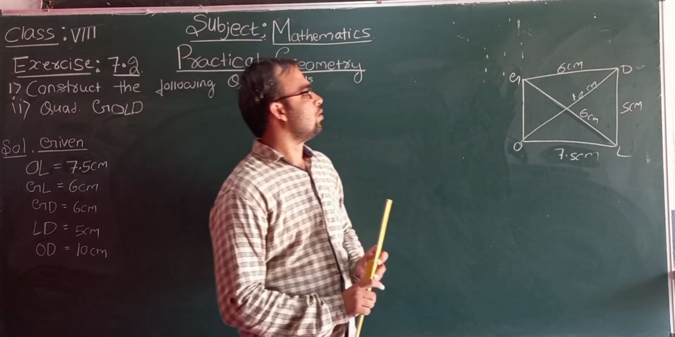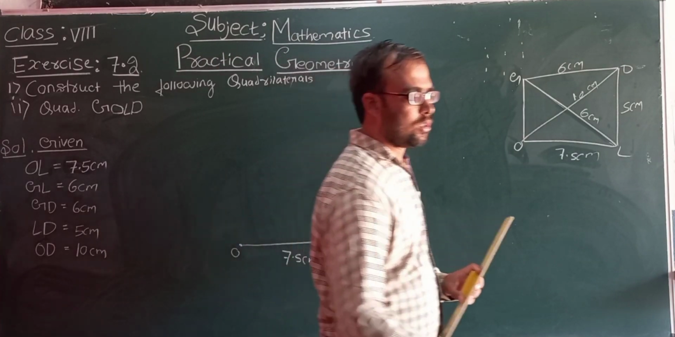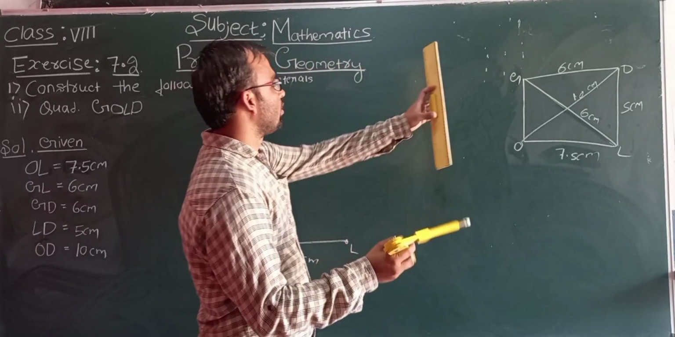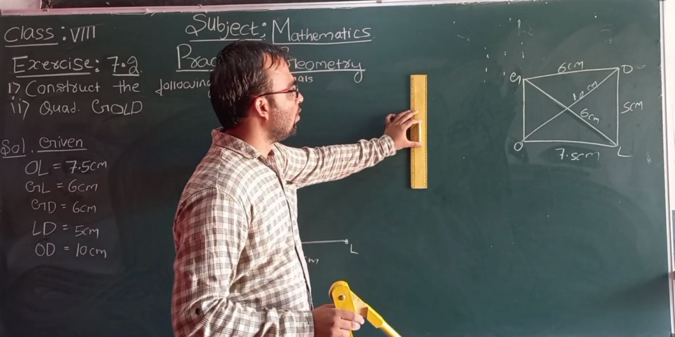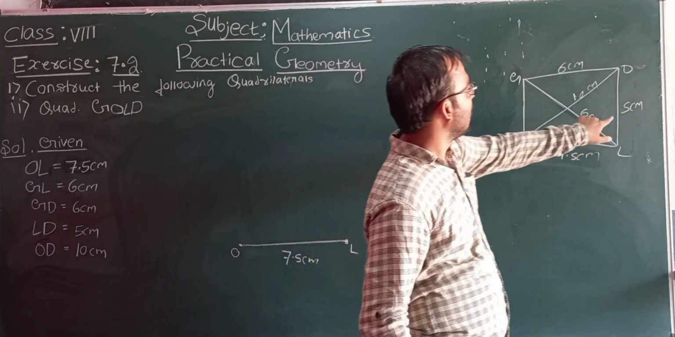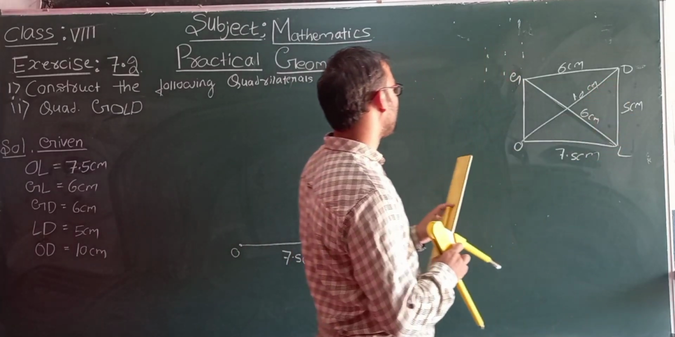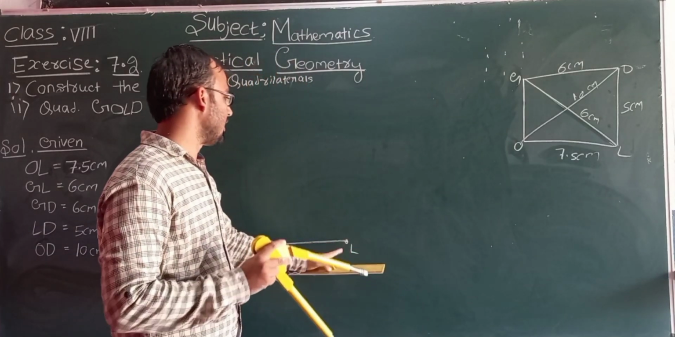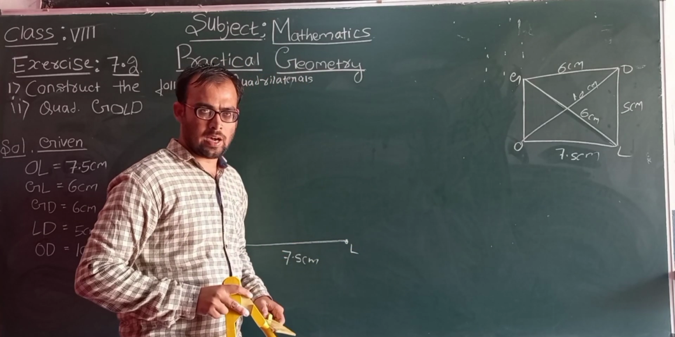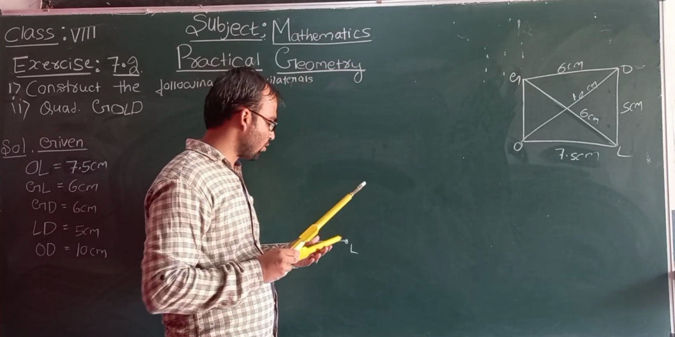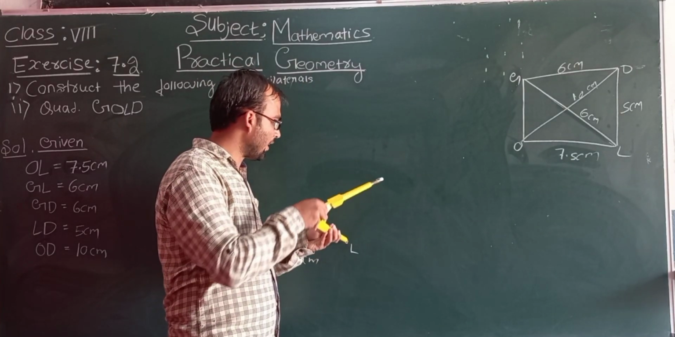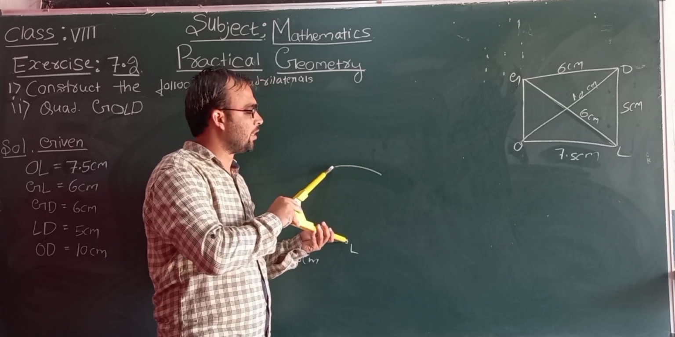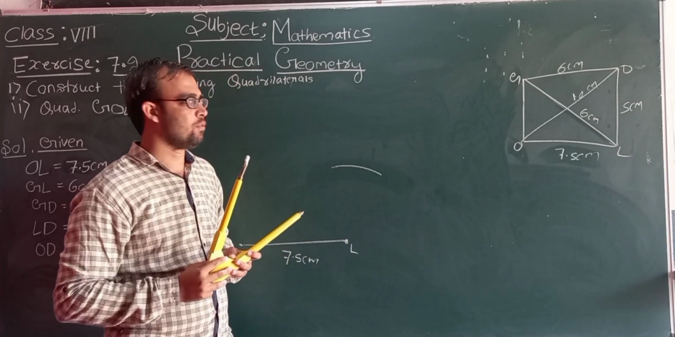Now students, what you need to do next, take the compass. Set the compass to 5 centimeter. Now we need to draw the side DL. Set the compass to 5 centimeter and with L as center, mark the arc. Assume that I have set the compass to 5 centimeter. Next, with L as center, draw the arc of 5 centimeter.